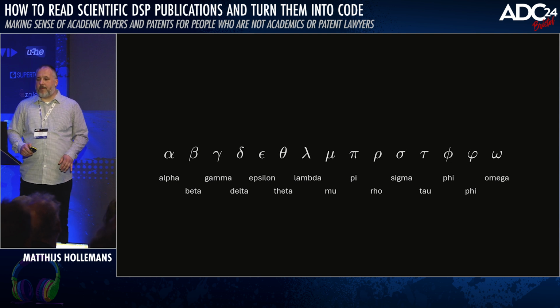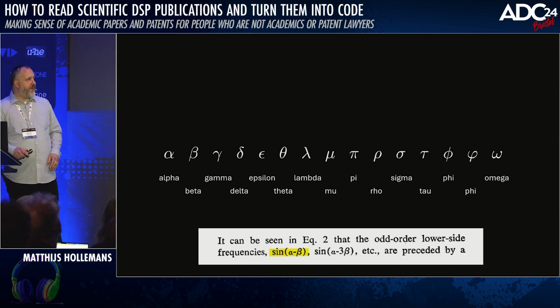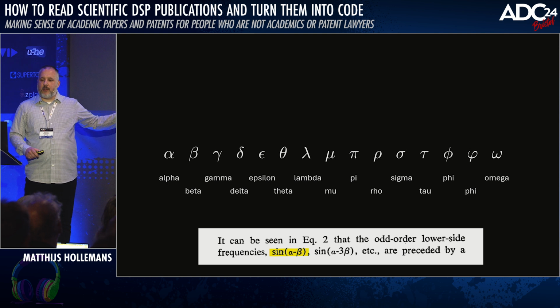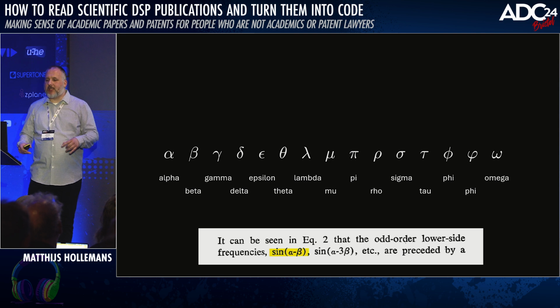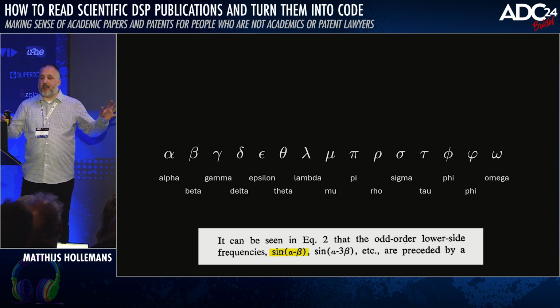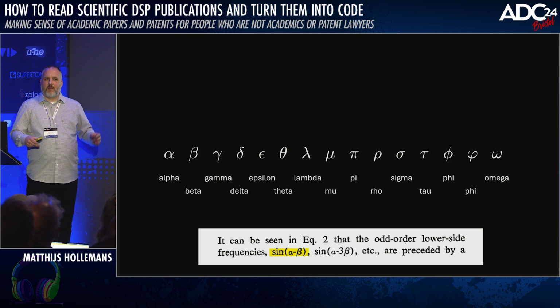So for example, earlier I showed this. If you know that this symbol means alpha and the other symbol means beta, then when you see this equation in your mind, you'll read it as sine alpha minus beta instead of sine weird thingy minus other weird thingy. And that just makes it a lot easier to comprehend what's going on there.